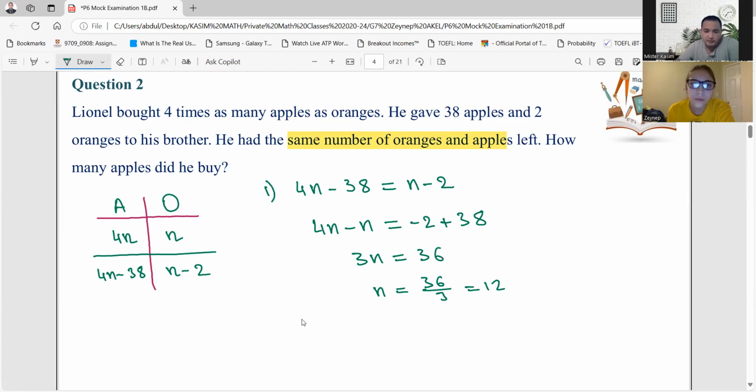We have the practice. Okay, the second one is, what is the question? How many apples did he buy, right? So apples is 4n. So apples will be 4 times the value of n, it is 12, which is equal to 48. That's why the answer will be 48. So he bought 48 apples. Okay? All right, good.